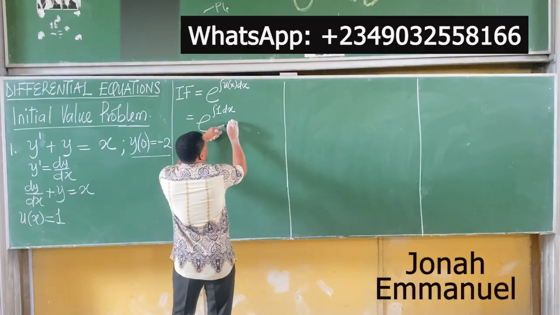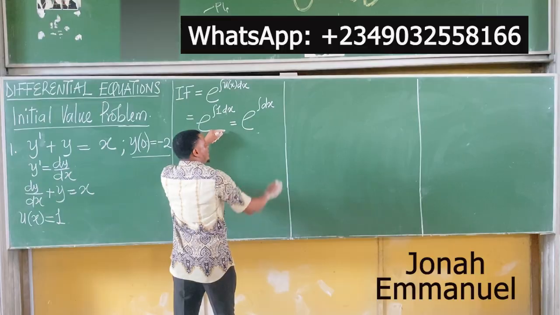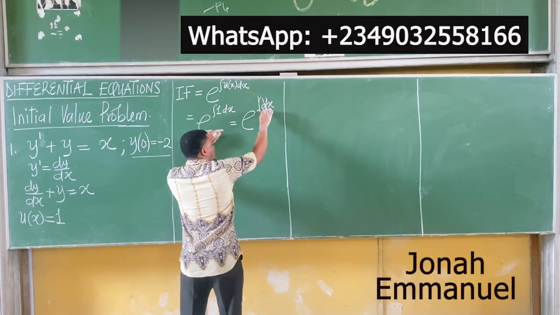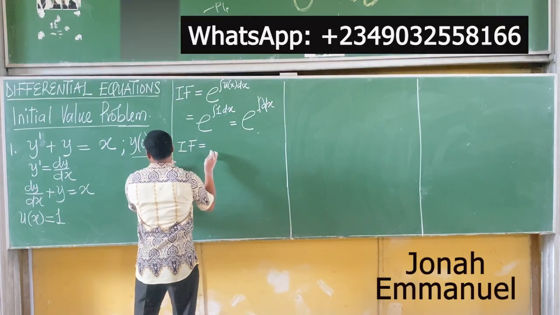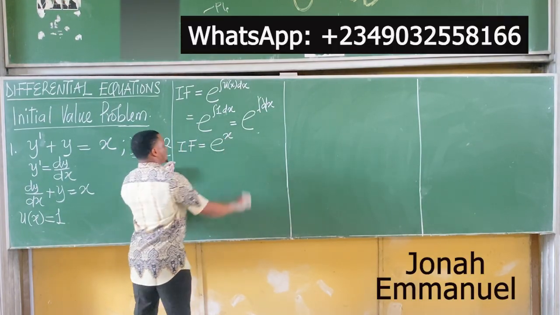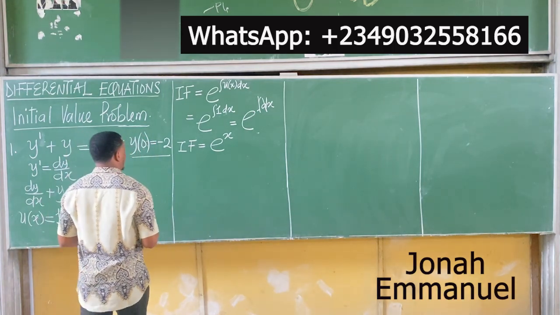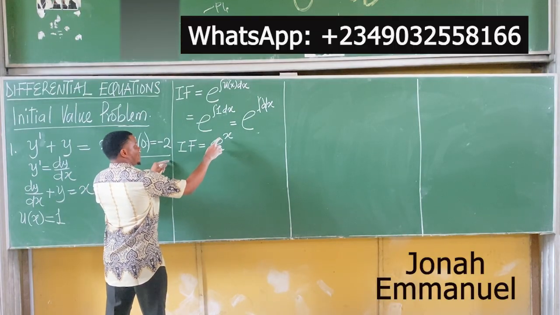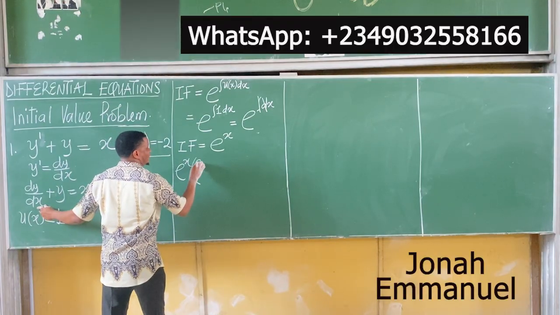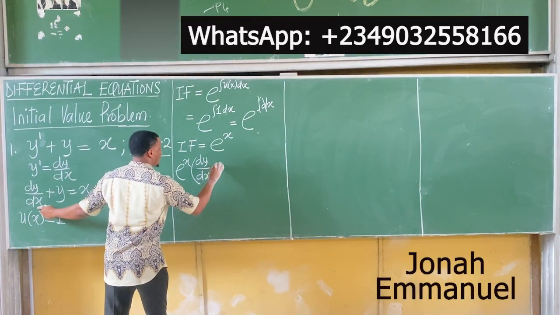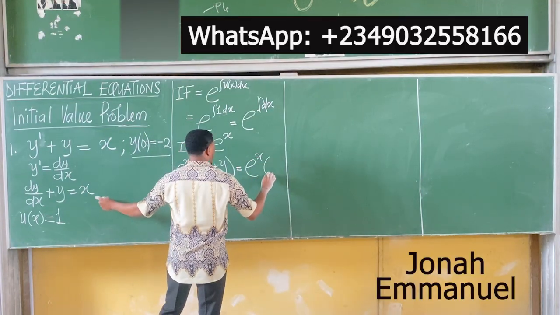1 times dx is dx. From here, the integral cancels the differential. So that gives you exponential x. The integrating factor is exponential x. That's it. Multiply through by the integrating factor. That means the integrating factor exponential x multiplies everything here. On the left-hand side I have dy/dx plus y, equal to the integrating factor times the right-hand side x.